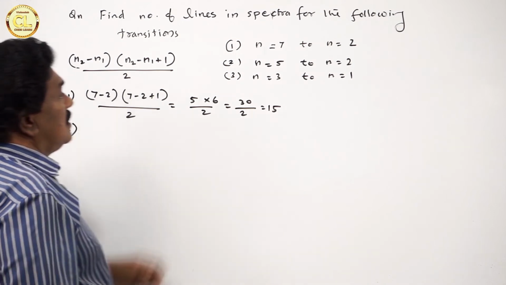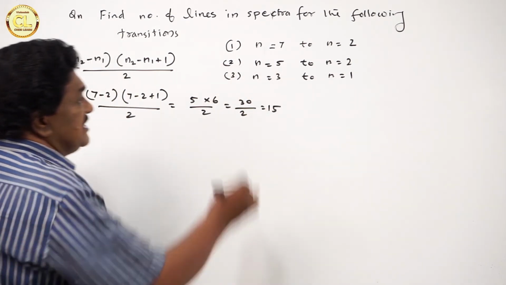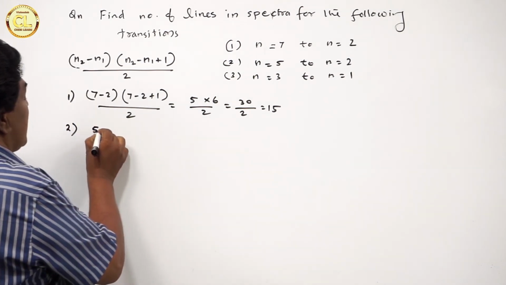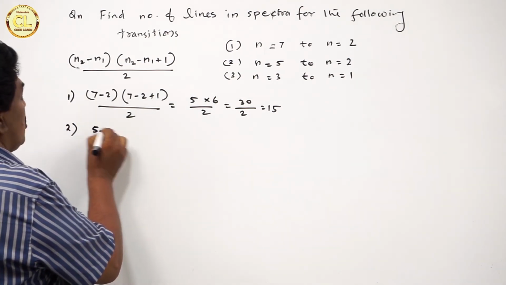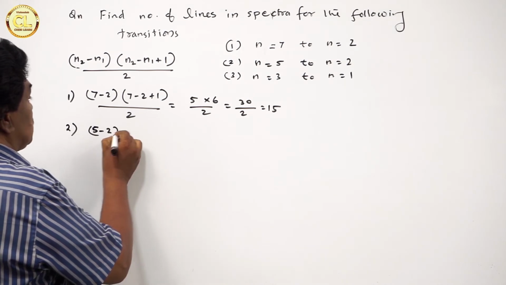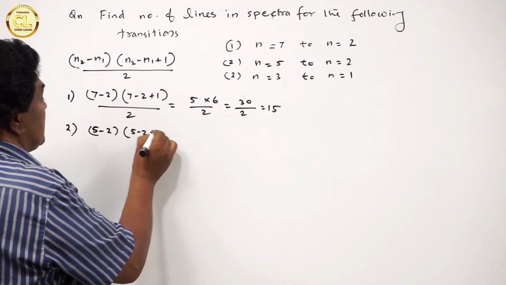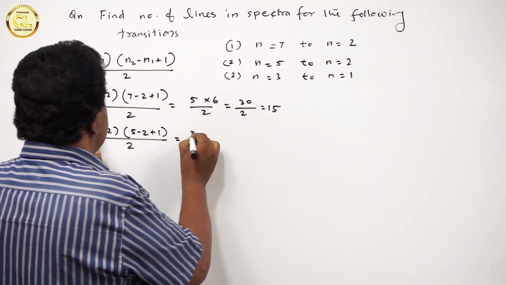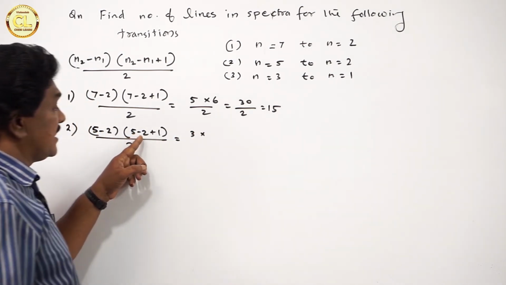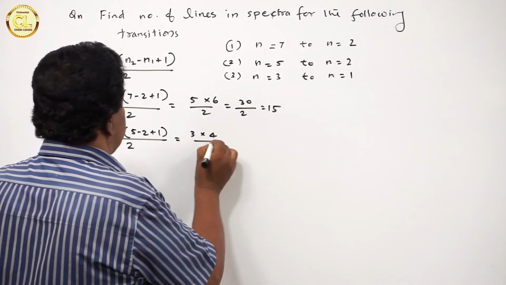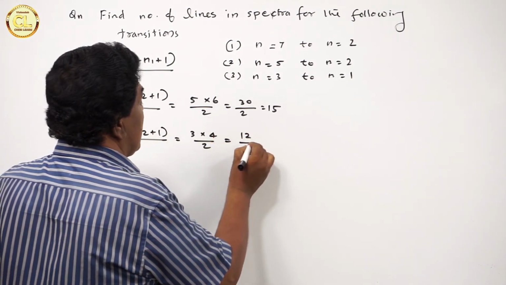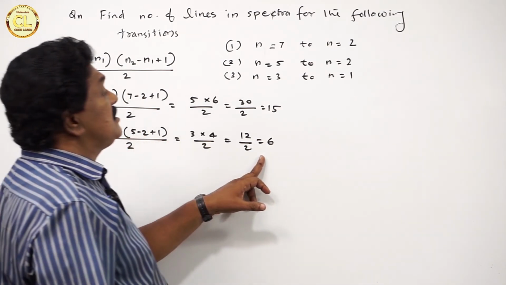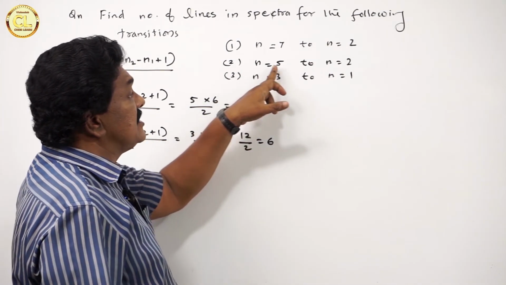Now, let us check for the second transition, that is n is equal to 5 to n is equal to 2. Here, 5 is the highest and 2 is the lowest value, that is 5 minus 2 into 5 minus 2 plus 1, the whole divided by 2. This is 3 into 3 plus 1, 4, divided by 2 is equal to 12 by 2 is equal to 6. So, 6 lines are formed during the transition from n is equal to 5 to n is equal to 2.